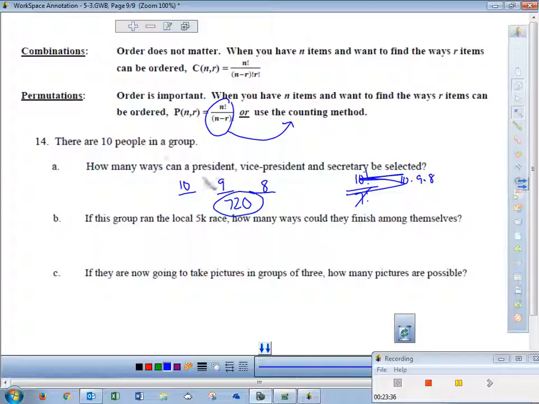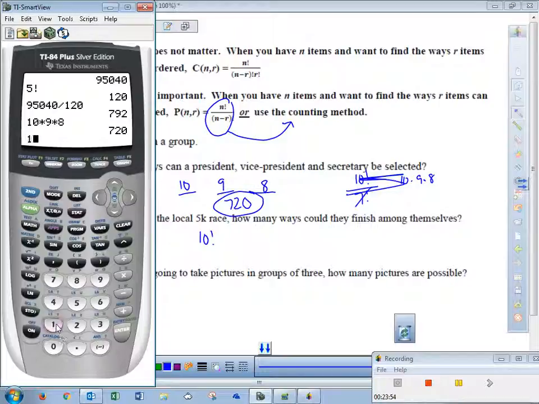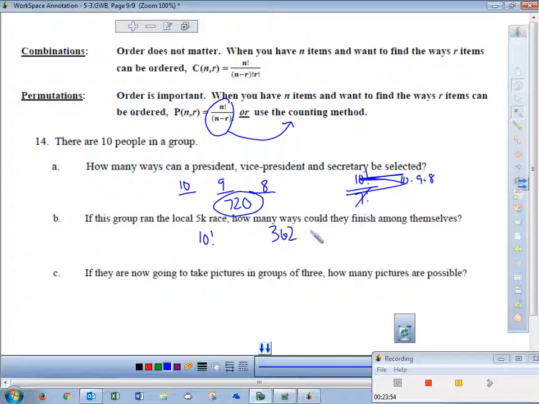If the group ran a 5K race, how many ways could they finish amongst themselves? So everybody's running. 10 factorial, baby, right? That was just like last time. So 10 math factorial. Holy cow. 3628800. Comma, over 3 million ways. That's awesome.